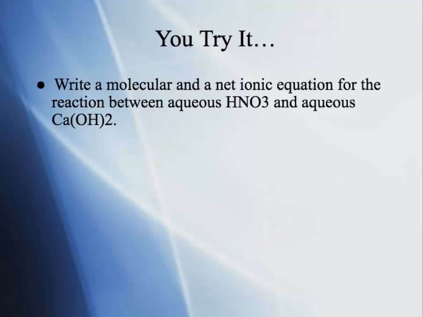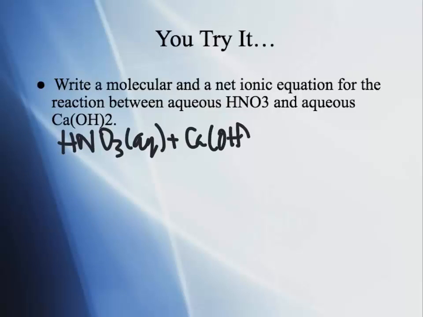So you try it. Write the molecular and net ionic equation for the reaction between aqueous nitric acid and aqueous calcium hydroxide. Take a minute to pause the video, discuss with your peeps, and then come back to see if you are right. All right, so the molecular equation is just our chemical formulas. We're going to start off with what we're given, HNO3, aqueous, plus Ca(OH)2, which is also aqueous.